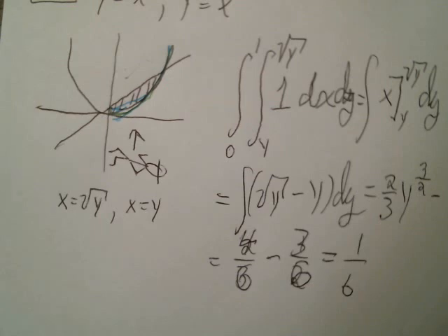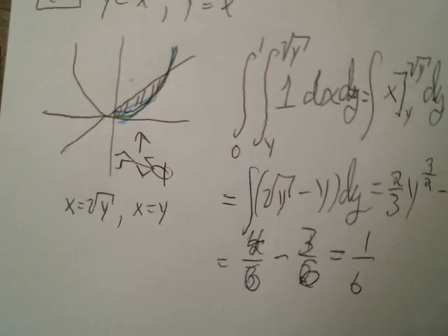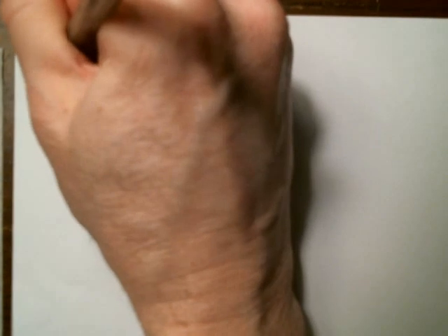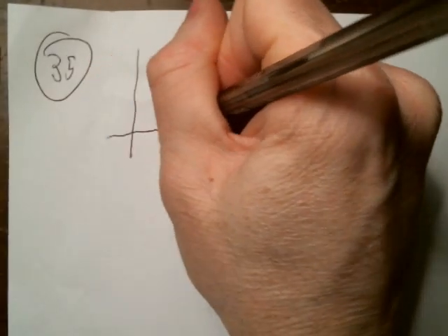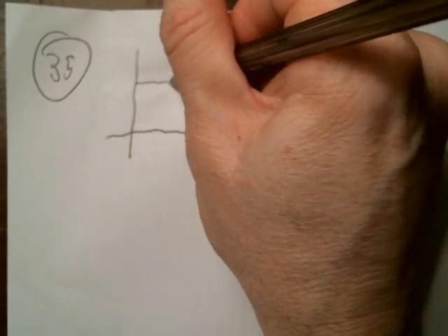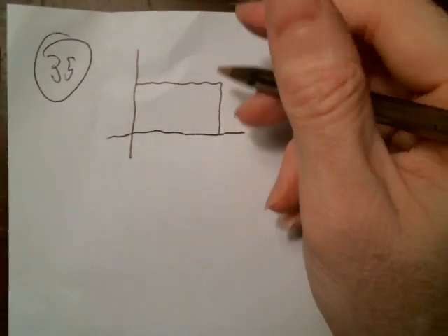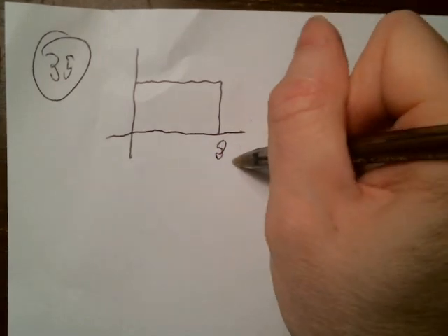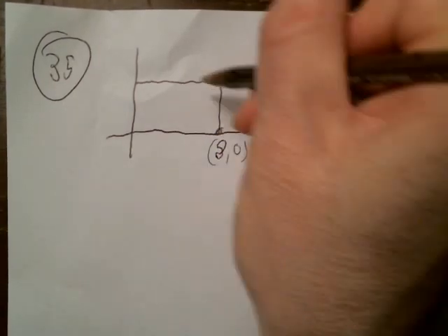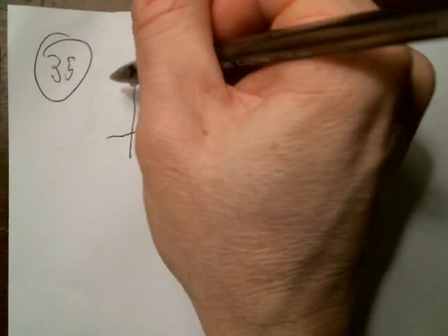Let's start looking at more complicated problems. So find the area using the iterated integral. This is problem 35 from the book, and they give us the area of a rectangle, which we can just find geometrically, but we're going to use an iterated integral. Okay, so this point here is (8, 0), and then this point here is (0, 3).